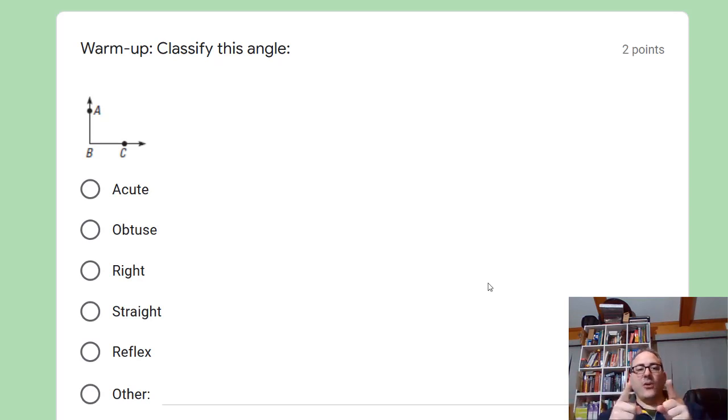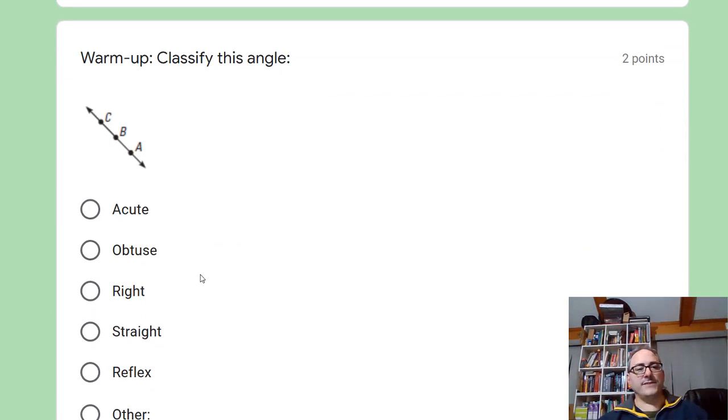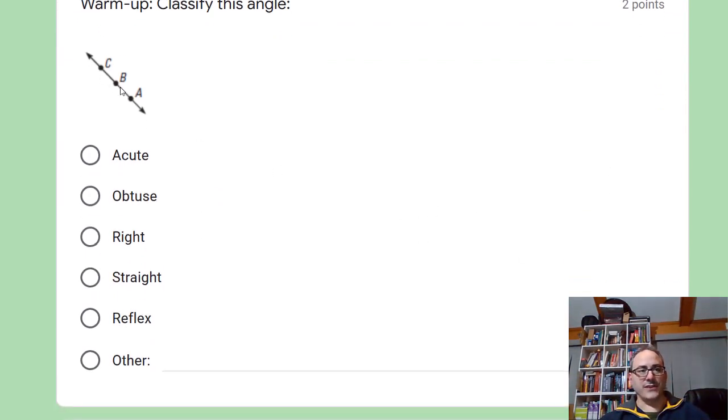All right, you gave it a shot, hopefully. Let's look at this one. We see right here we have what looks to be a nice 90-degree angle. So we're going to call this one perpendicular or right. This is going to be a right angle. Over here, classify this angle. Hopefully you're looking at that and saying, geez, that looks like a straight line. So it's a straight angle, right? Good.